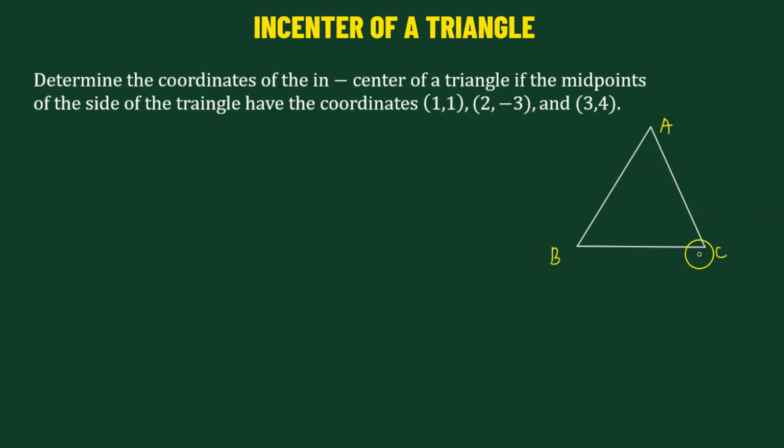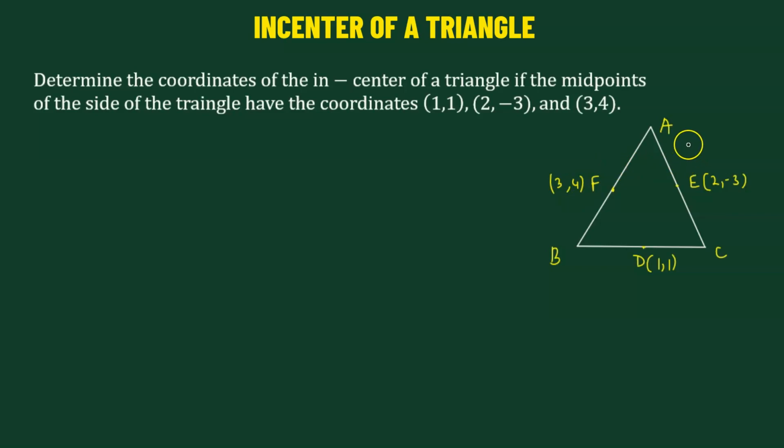We'll also consider the midpoints of the sides. So let's say D is the midpoint of side BC, E is the midpoint of side AC, and F is the midpoint of side AB. We will suppose that D has the coordinates (1, 1), E has the coordinates (2, -3), and F has the coordinates (3, 4).